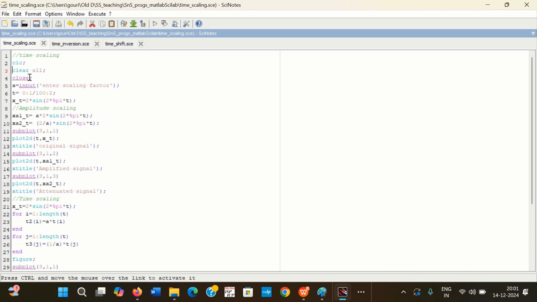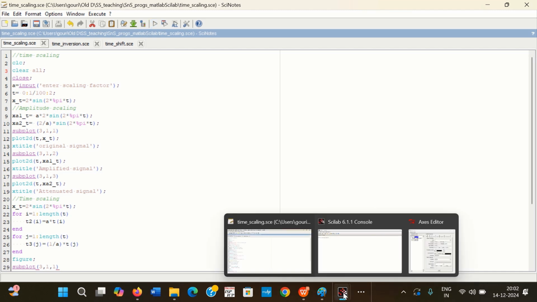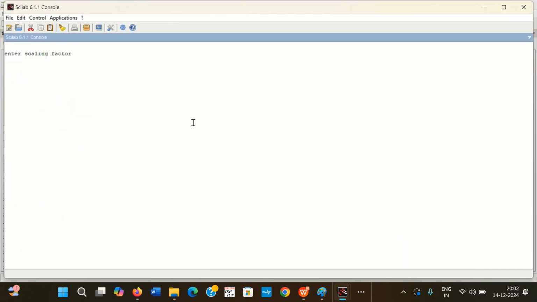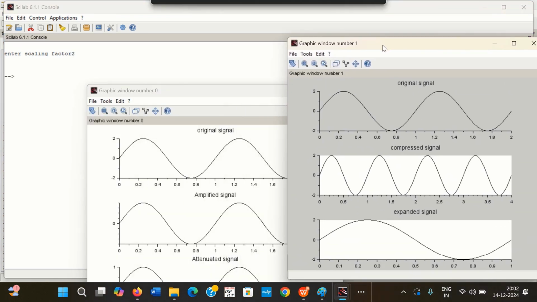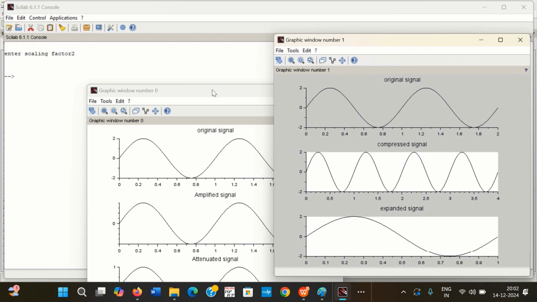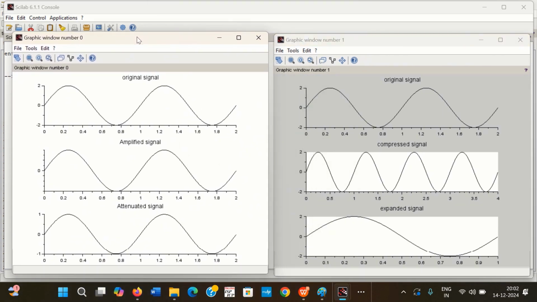Now here in Scilab, I have written three codes: one for the scaling operation, another for the shifting operation, and one for the inversion operation. First I will run this code for the scaling operation. After running this program, it asks you for the scaling factor. So I will enter the scaling factor of 2 here. Now after the scaling factor is entered, here are the plots for amplitude scaling and then for time scaling.